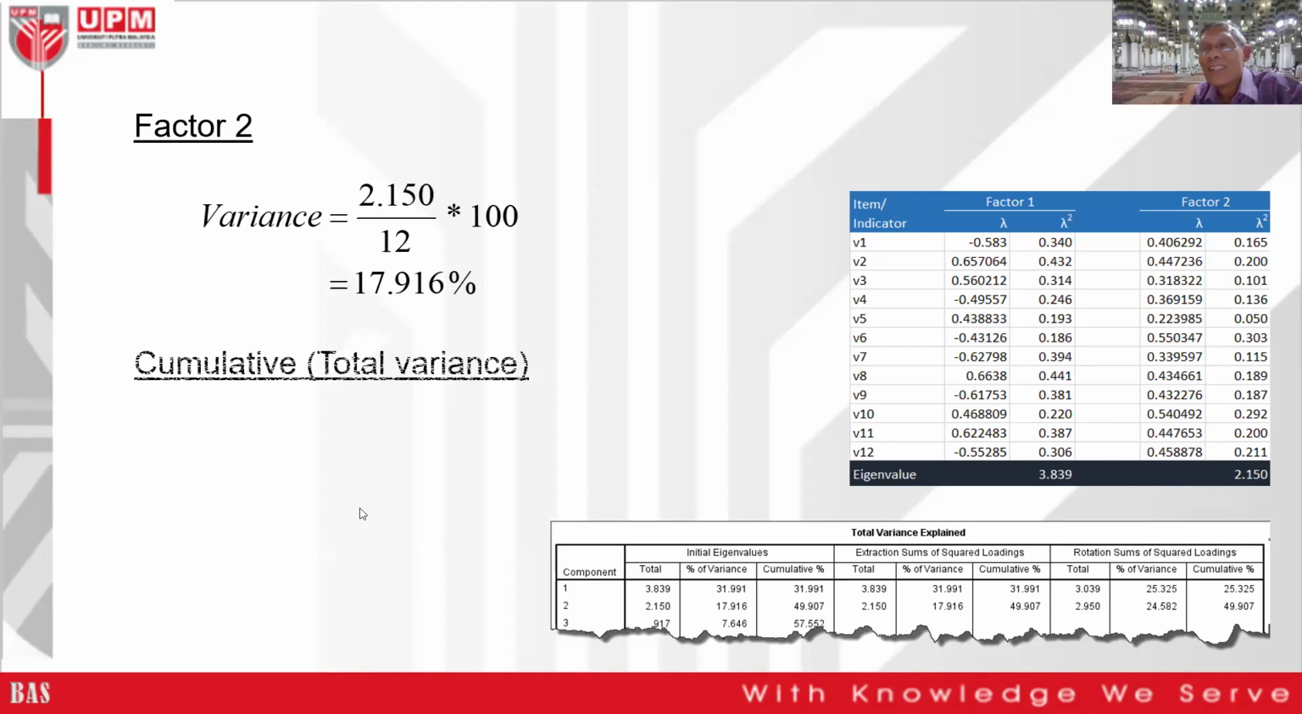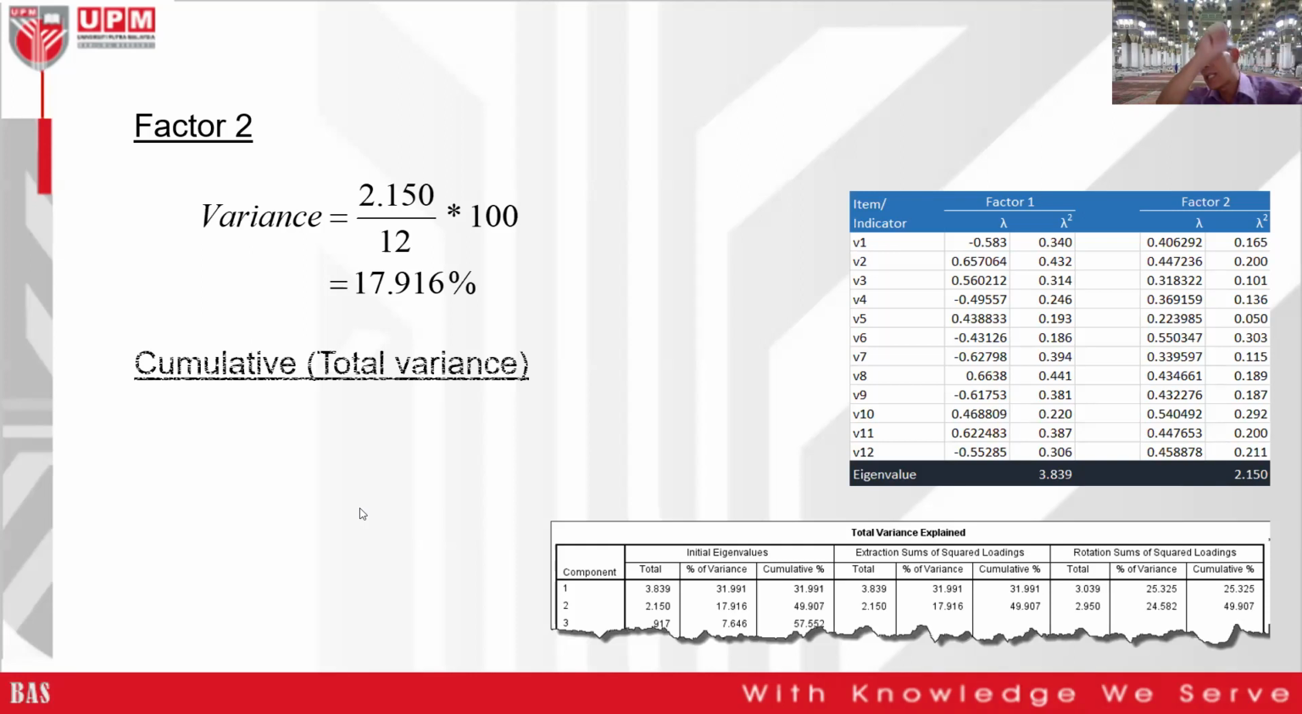Analyze and then scale. And then what next on the right? Reliability analysis. Okay, once you get the reliability dialog box, simply enter the items for factor 1 into the right box, and then click on statistics, and then tick the three options on the top left. Scale, scale if item deleted.